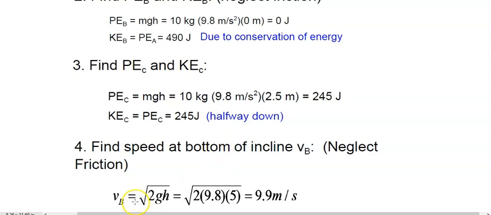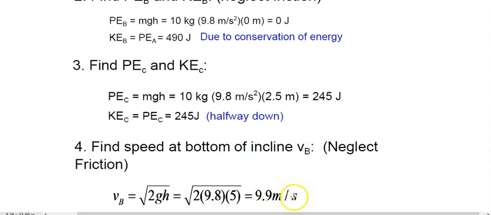We know that setting PE at the top to KE at the bottom, canceling m's and solving for v gives us v_B, for bottom, equals the square root of 2gh. Since it has descended the full 5 meters, we plug in 2 times 9.8 meters per second squared times the 5, giving us 9.9 meters per second. With no friction, falling or sliding down from a height of 5 meters, this box achieves a speed of 9.9 meters per second. Now, if there is friction, it will be less than 9.9 meters per second.